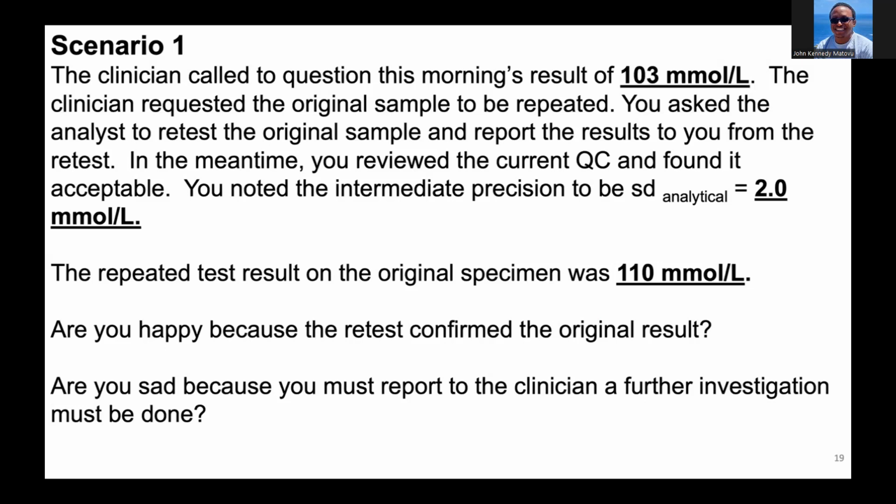When you repeated the sample, the result you obtained was now 110 millimoles per liter. Before we look at this further, are we happy or sad with this result, please? In the chat box, were you happy or sad?